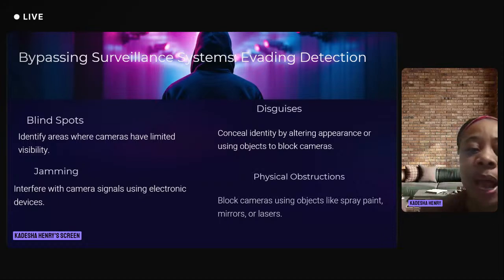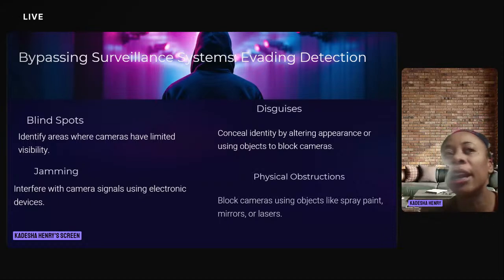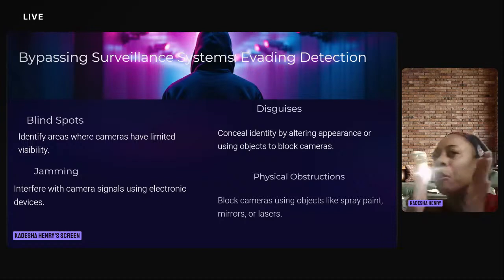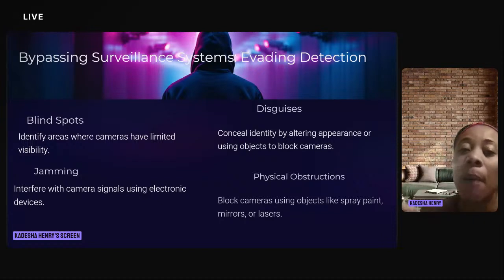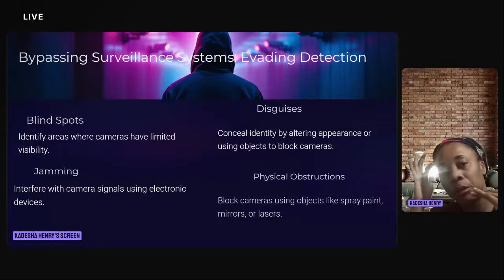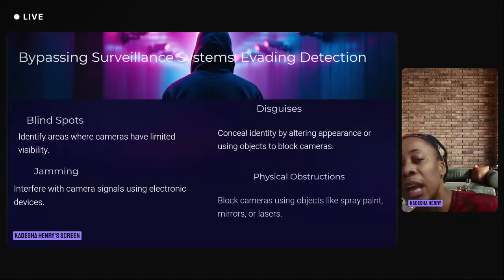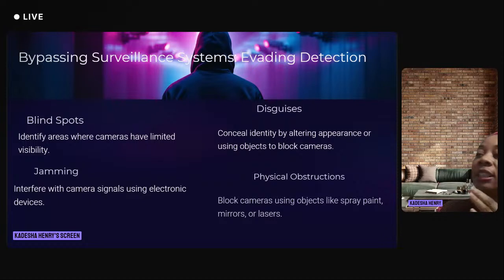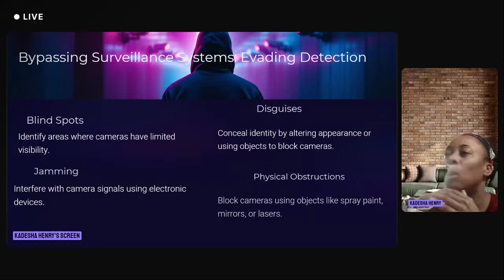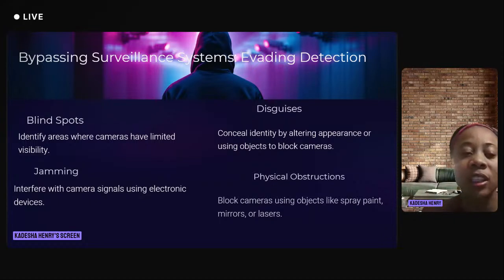So how can they evade that? How can they bypass the security of your front door? Sometimes they may use the back because the back doesn't have any security camera. Sometimes they may use a side, coming through a neighbor's fence, right? Because the neighbor's house doesn't have a camera. Okay, so let's look at some blind spots. Identify areas where cameras have limited visibility.